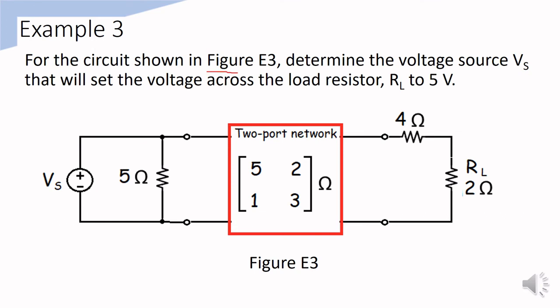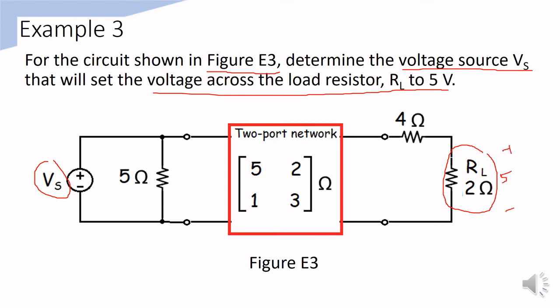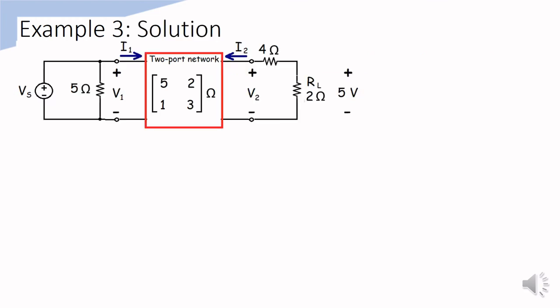Here, we want to find the supply voltage Vs that will produce the voltage across the load to 5 volts. Figure E3 clearly shows the two-port network that is connected to other components at both ports. Although no internal circuitry of the two-port network is given, we are still able to find Vs. This is because the impedance parameter that describes the network is provided. Always remember to draw the circuit and label all the variables, especially the voltages and currents, of port 1 and port 2. Now, we can analyze the circuit.